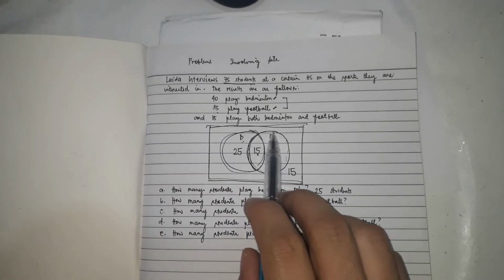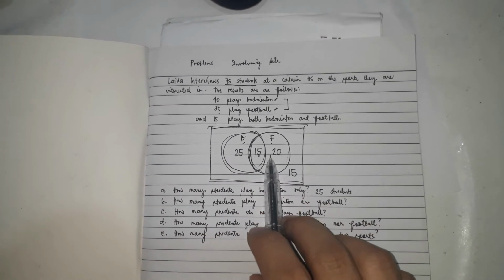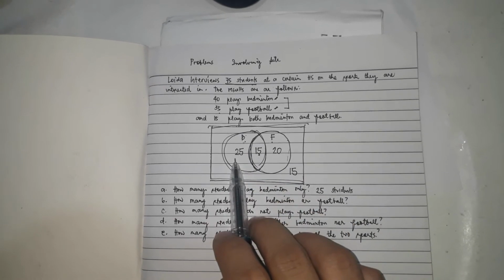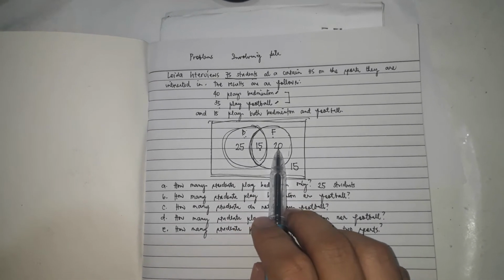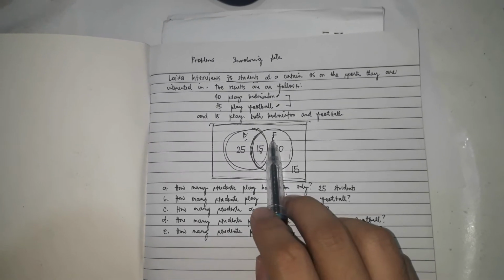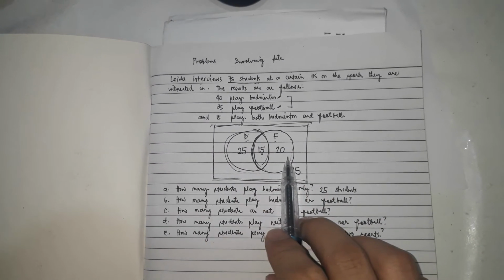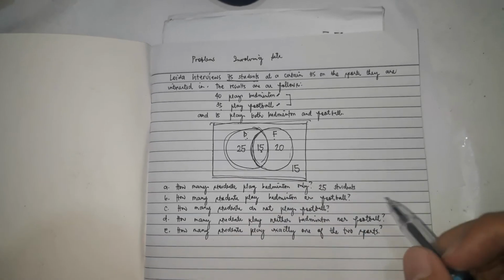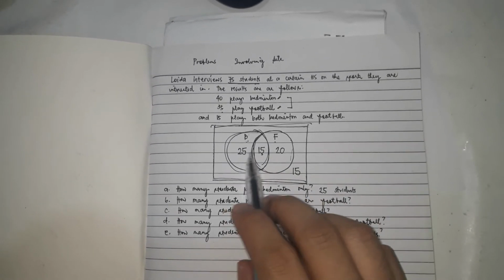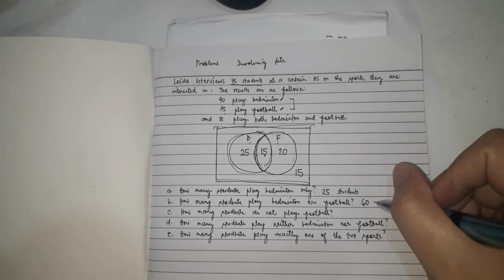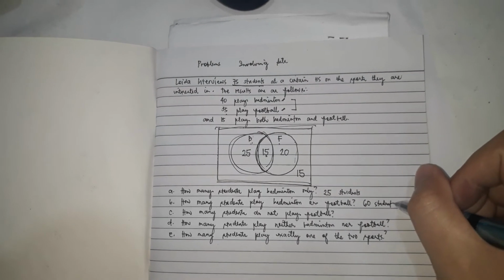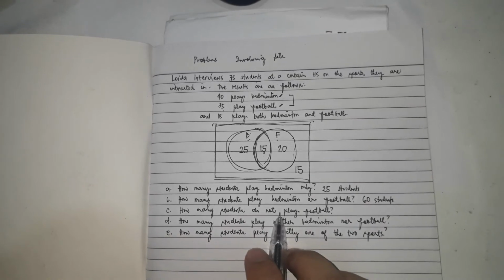It's all of the students who are inside these circles, because these play badminton, these play both badminton and football, and these students play football. So all of these students are the answer for this problem. So 25 plus 15 plus 20 is 60. Very good.